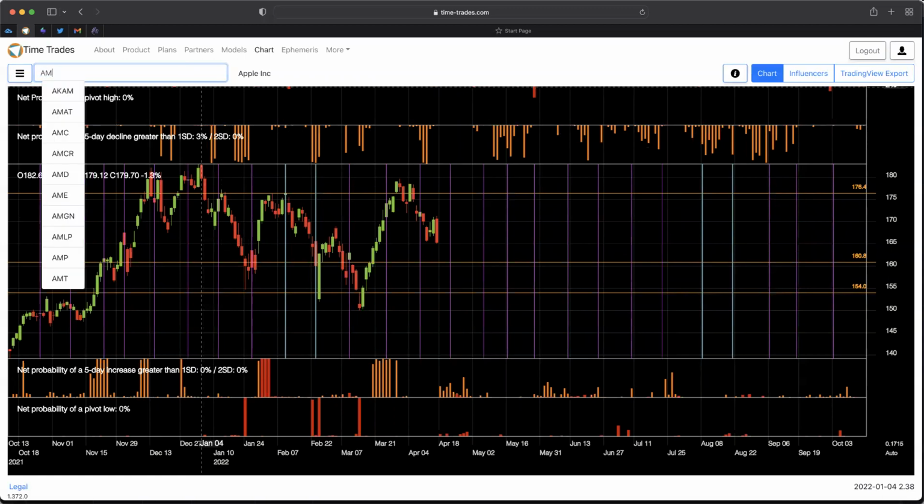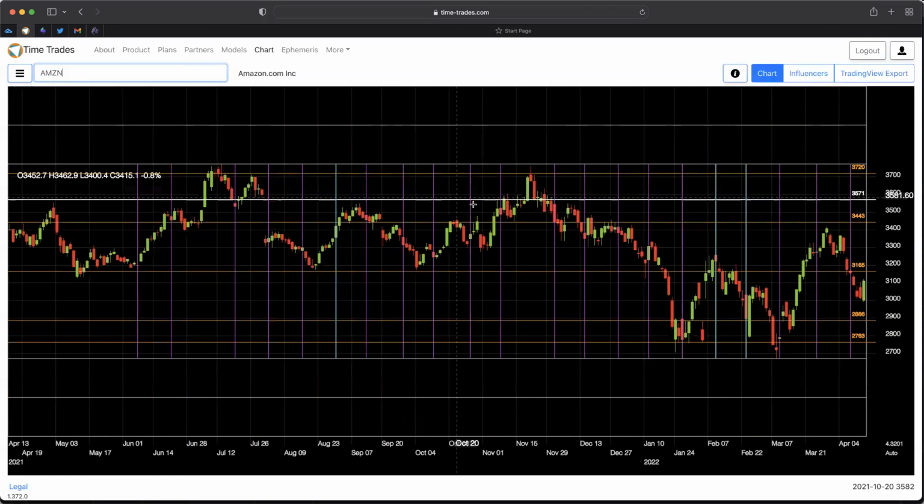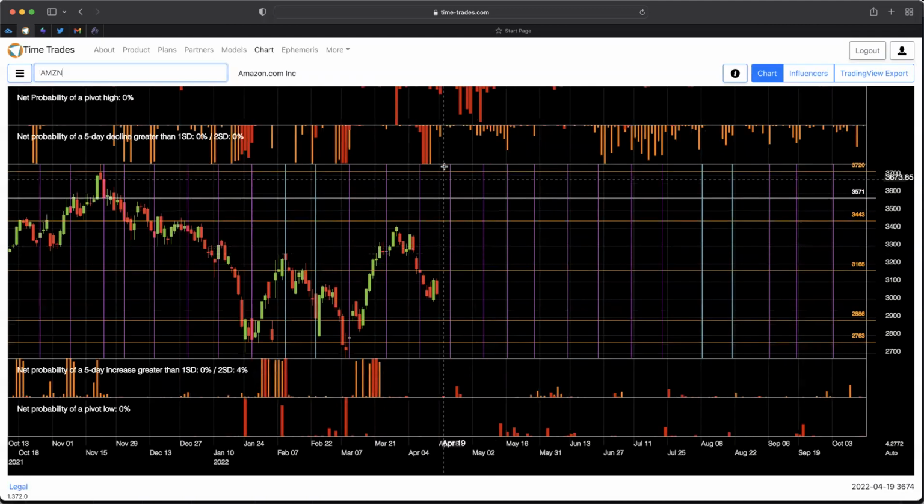Let's also take a look at Amazon. Amazon also has the same hollow here, which is nice. And it's coming into some pivot highs, April 26th and May 4th. And we've got a 2 standard deviation move up on April 25th. All right, let's take a look at Google.